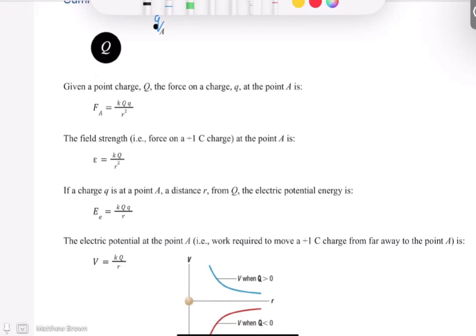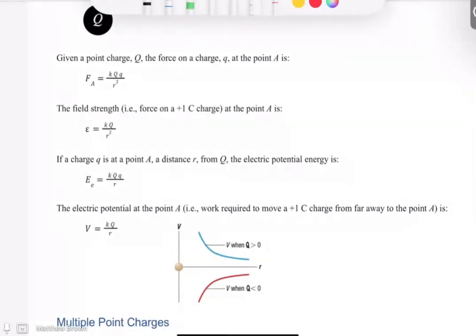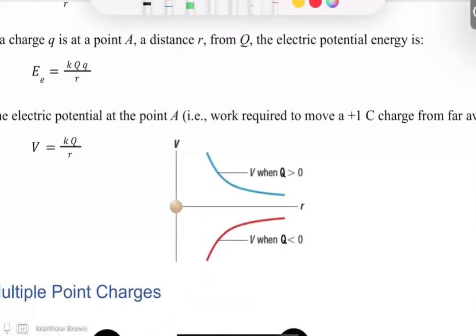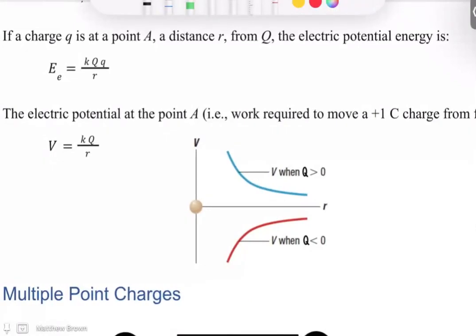And finally, the electric potential at the point A, which is the work required to move a +1 charge from infinitely far away to the point A, we could calculate using V like that. I think in my original note it was a lowercase q, but since we're dealing with this big Q here, if we actually looked at the voltage, the graph would look like this.